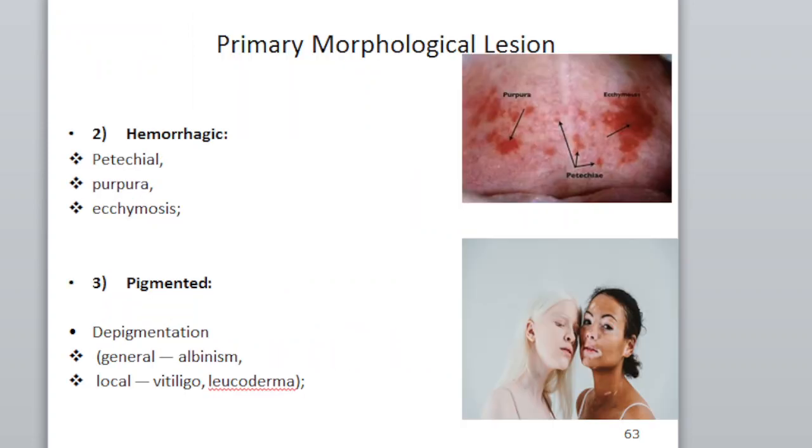2. Hemorrhagic: petechiae, purpura, ecchymosis. 3. Pigmented. Depigmentation, general: albinism. Local: vitiligo, leukoderma. Next slide.